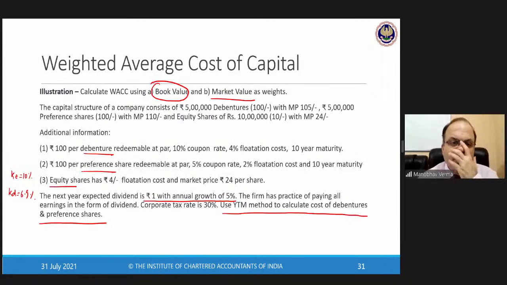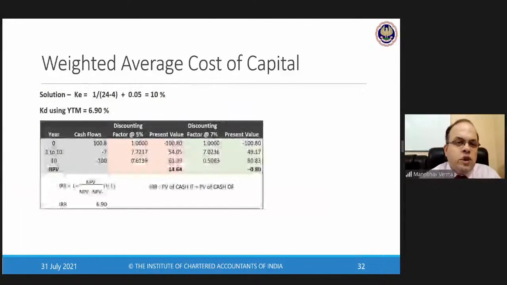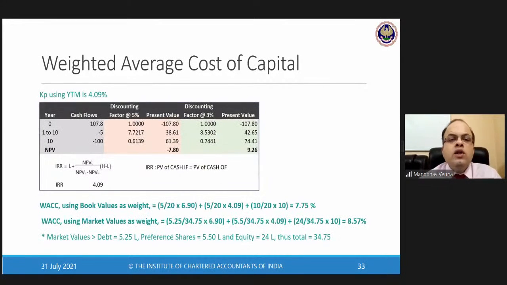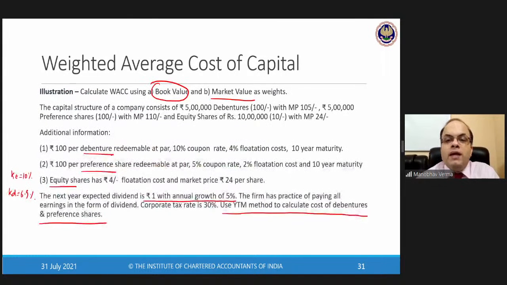So now for preference shares, we need to do it again. So look at the last line, use YTM to calculate the cost of debenture. So let's go step by step. So this is what we did already, 10%. We calculated 6.9%, right? Let's go ahead and calculate cost of preference shares in a similar fashion, friends. Now, in preference shares, can anyone tell me what was my market price? There you go. We are talking about a market price of 110.